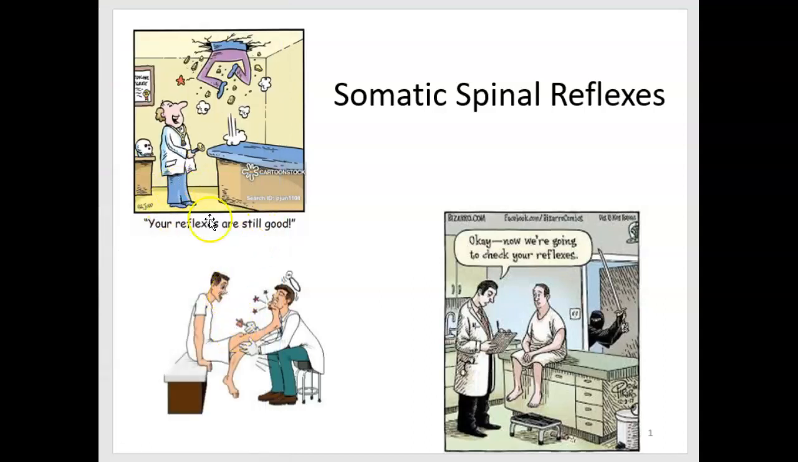I like these cartoons, but jokes are always fun, right? So the one on the upper left, the doctor is trying to test his reflexes. Obviously, they're pretty good. The guy hit the ceiling. And in the bottom picture, again, a doctor's testing reflexes, and this time he gets kicked in the chin for it. And then the one on the right is kind of the funniest because there's a ninja guy in the background who's going to test the reflexes of this poor patient who doesn't know what's behind him.